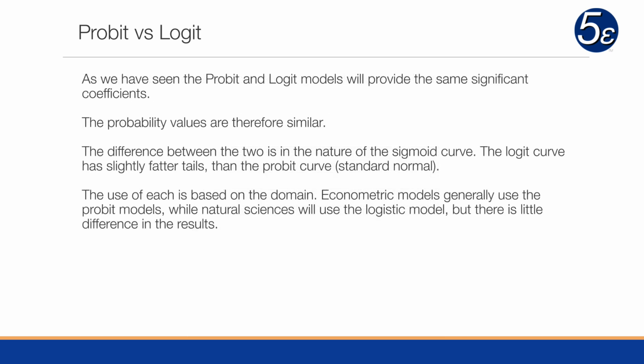The Probit and Logit models will provide the same significant coefficients. The probability values are therefore similar. The difference between the two is the nature of the sigmoid curve. The Logit curve has slightly fatter tails than the Probit curve. The use of each is based on the domain. Econometric models generally use the Probit model, while natural sciences use the logistic model, but there's really little difference in the results.